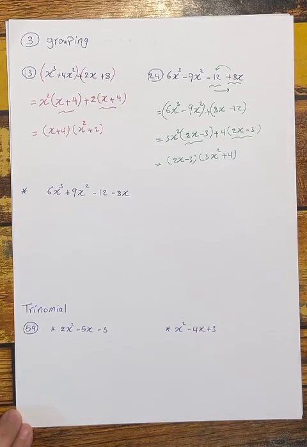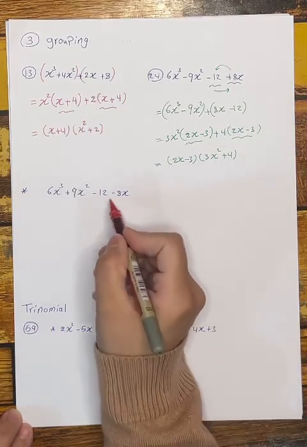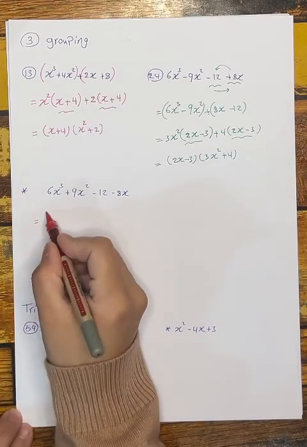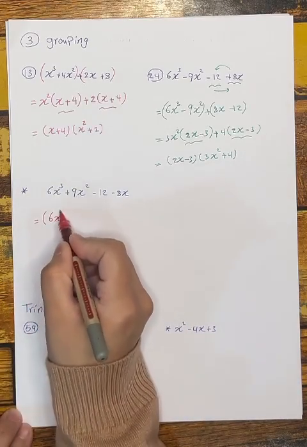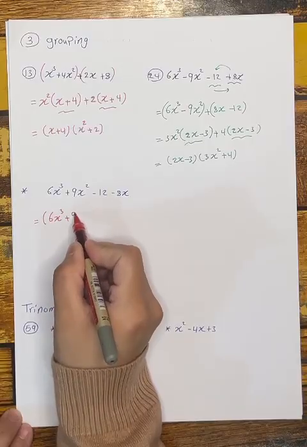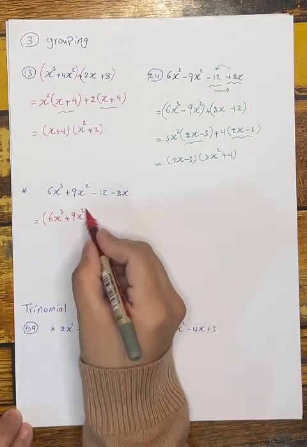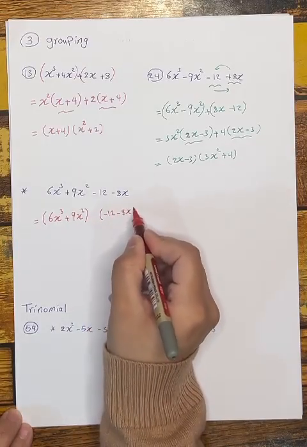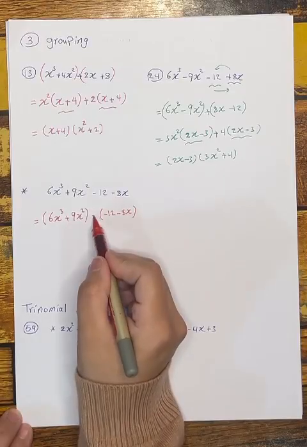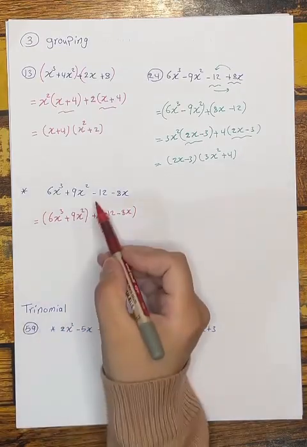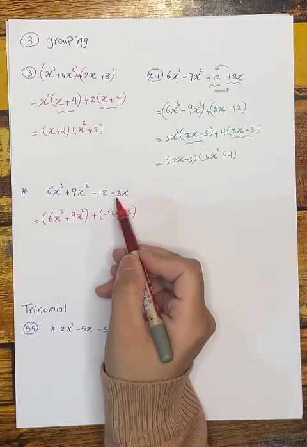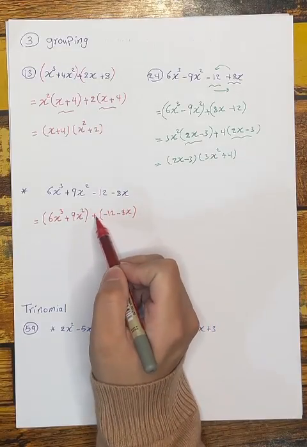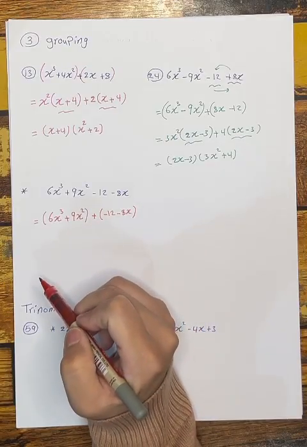What should we do if we can't swap them? They are both negative, so I will write the first bracket 6x power of 3 plus 9x power of 2, close the bracket, then negative 12 minus 8x as it is in the second bracket, and it's plus between them, because this negative is just for 12, not for both of them. So I will put this negative in the second bracket with 12 and add plus between them.